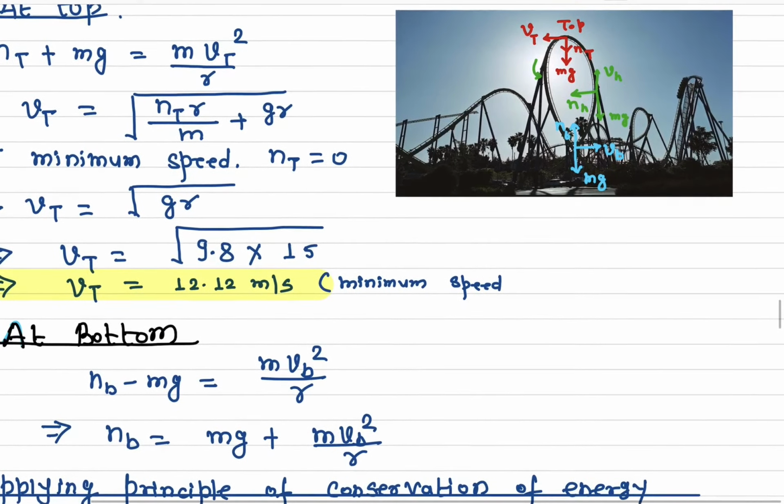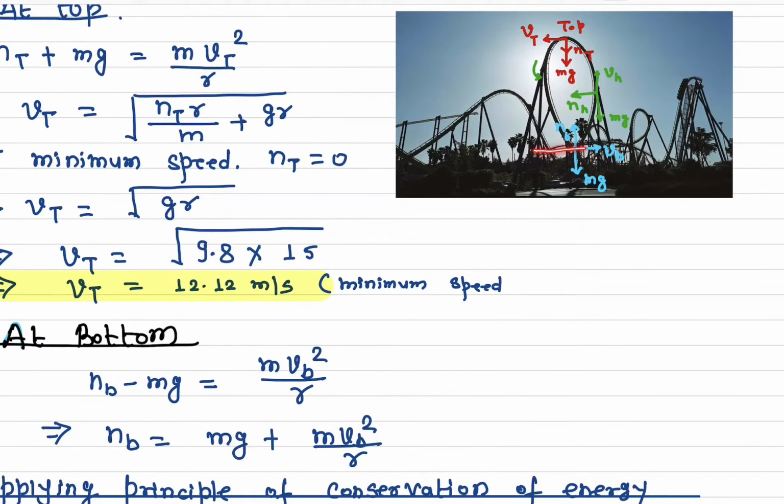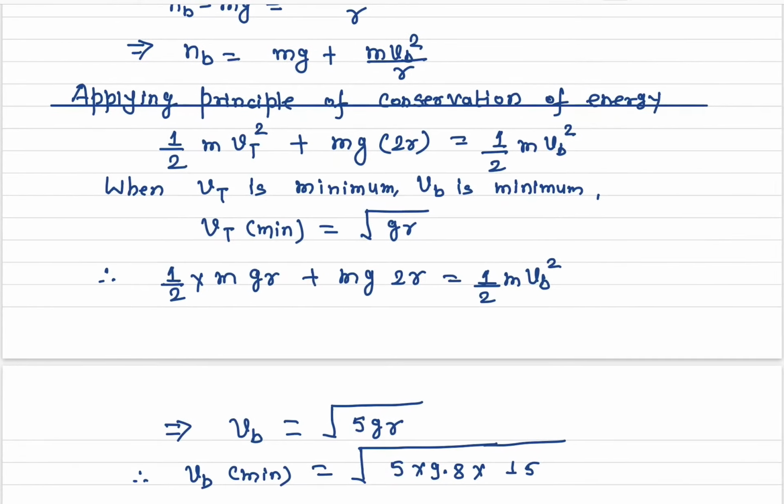If we choose this as our reference line, then this is the height. So the potential energy at the top compared to the bottom is mg, and the height is 2r, which is the diameter. In this case, 2r is the diameter, mg 2r. So this is the kinetic energy at the top, this is the potential energy at the top, and as we have chosen the bottom as our reference line, it has only the kinetic energy.